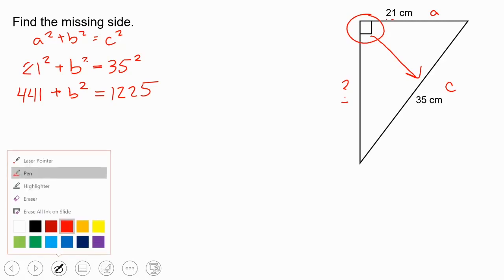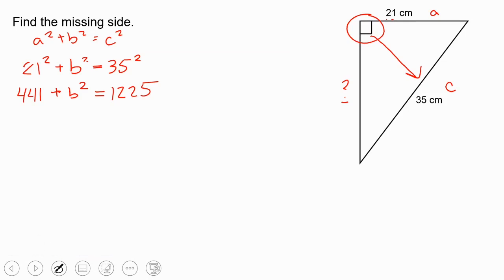Now at this point, I only want the B, so I'm going to isolate it. I'm going to start to remove everything that is not the letter B. So I'm going to get rid of this. I'm going to subtract it because right now it's being added with B. So whatever I subtract from this side of the equal sign, I'm going to do to the other side as well. Now at this point, these two cancel out because 441 minus 441 gives you 0. But you don't need to write the 0. So we're going to bring down our B squared, bring down our equal sign, and then once we subtract 1,225 minus 441, it gives us 784.